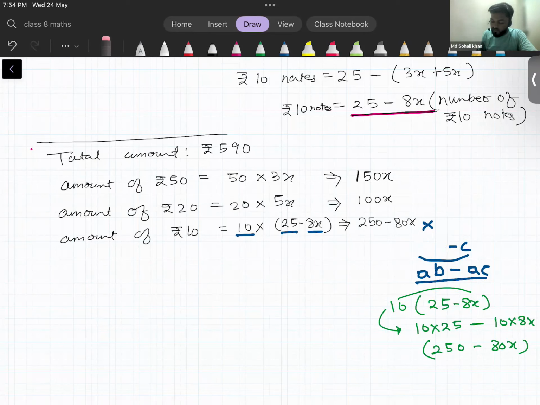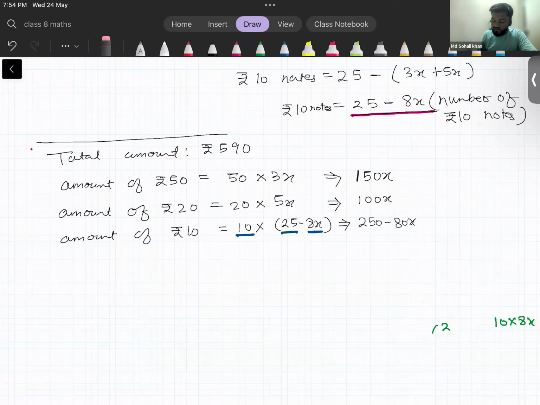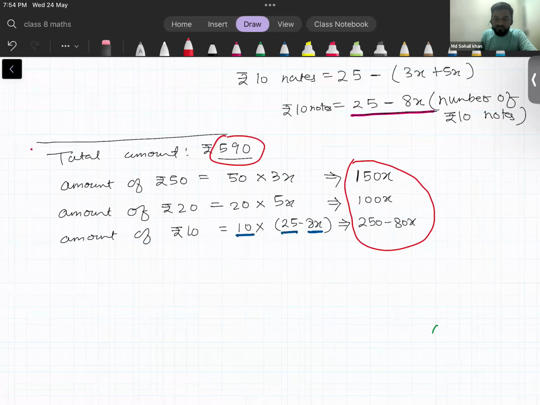Okay. Now, what do we need to do now? We have got the amount of rupees 50 notes here. We have got the amount of rupees 20 and 10 notes here also. And the question says that the total amount is 590. So if we were to add these three values, will it not be equal to 590? It would be.